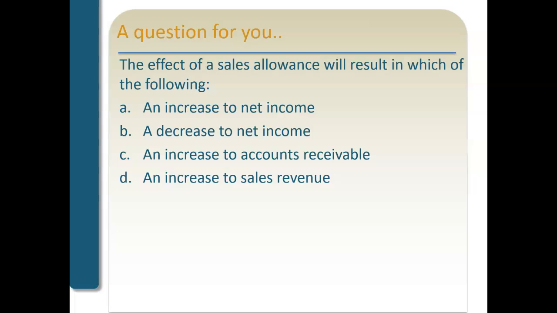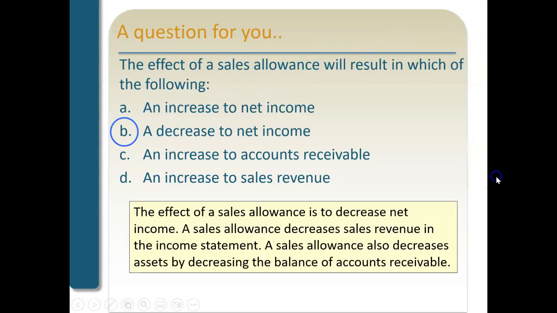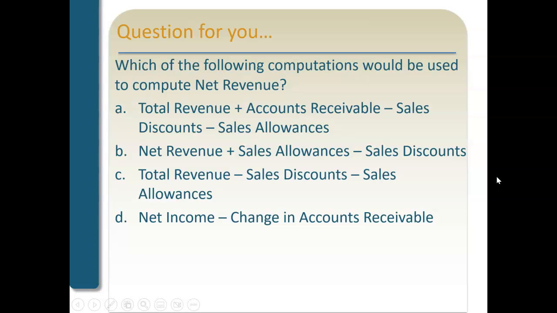Guys, the effect of a sales allowance will result in which of the following? Is it an increase to net income, a decrease to net income, an increase to accounts receivable, or an increase to sales revenue? B? Excellent. How about this one? Which of the following computations would be used to compute net revenue? Anybody else have an idea? A?